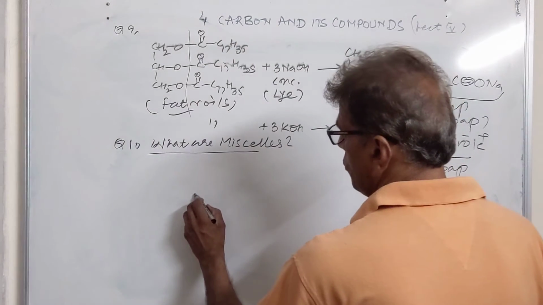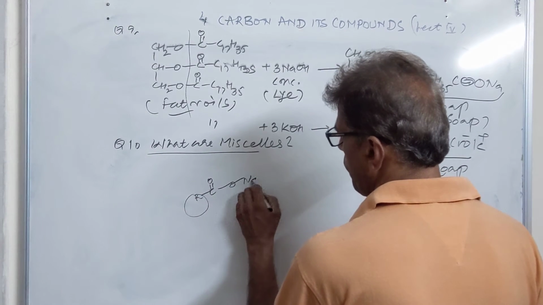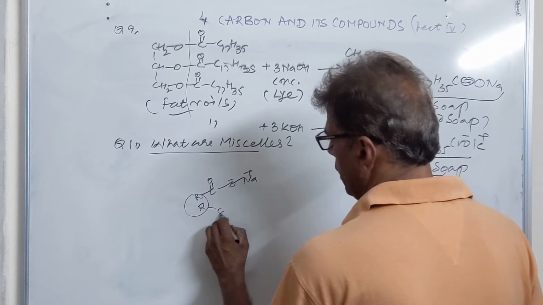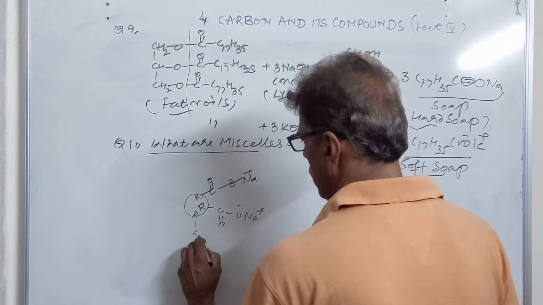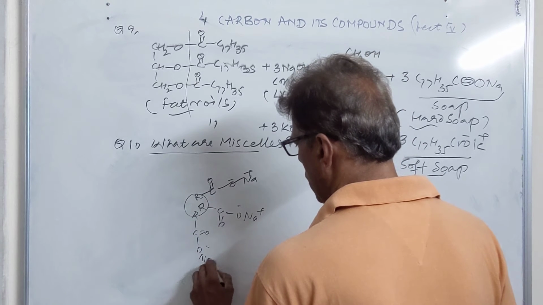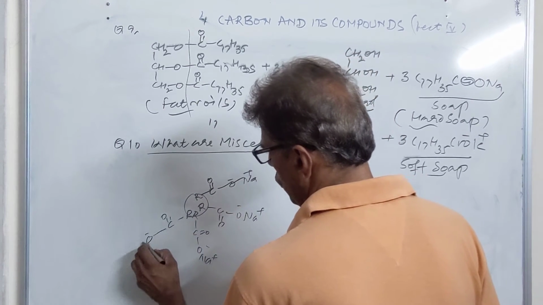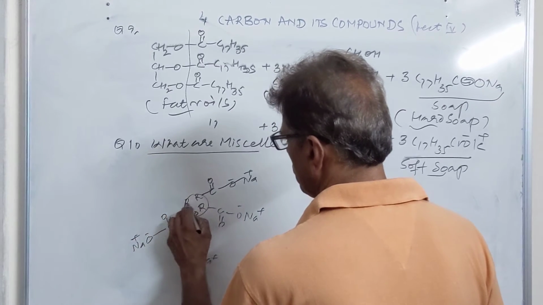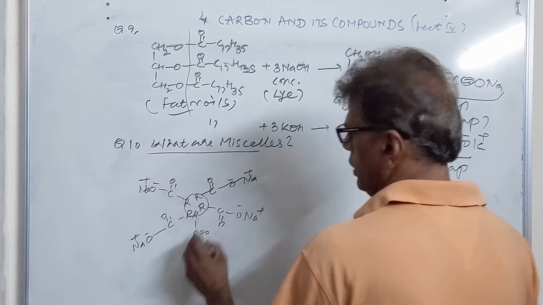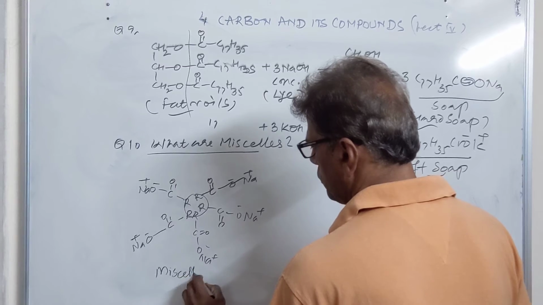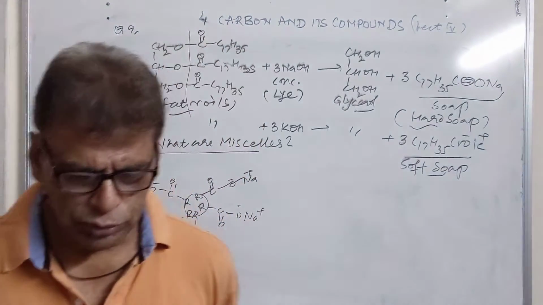So what are micelles? We have these R units of different soaps. We have the polar unit at the outside of this micelle, and we have the non-polar unit in the middle of the groups. These non-polar units are bringing the different soap molecules together. So these are the micelles. They perform the cleansing action in soft water.